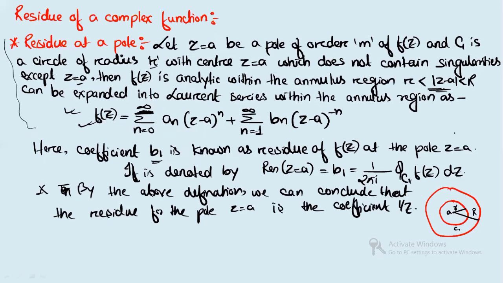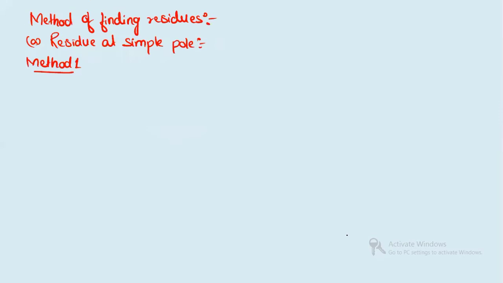This entire thing means only this: the residue for that particular pole z equals a, whose order is m, is the coefficient of 1/(z − a). Clear? This is how you can calculate.